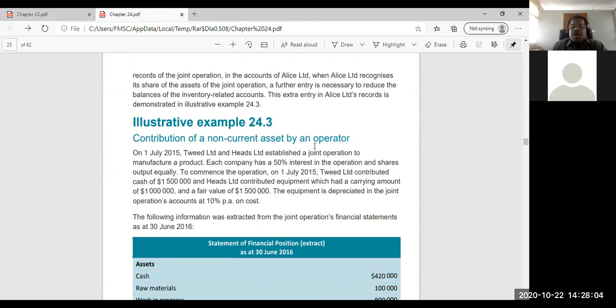Contribution of non-current assets by an operator. So not the cash, but the assets. Here, each company has a 50% interest in the operation and shares output equally. To commence operation on 1st July 2015, T Limited contributed 1.5 million and Heads Limited contributed equipment which had a carrying amount of 1 million. That is the idea. Carrying amount of 1 million, at fair value 1.5 million.